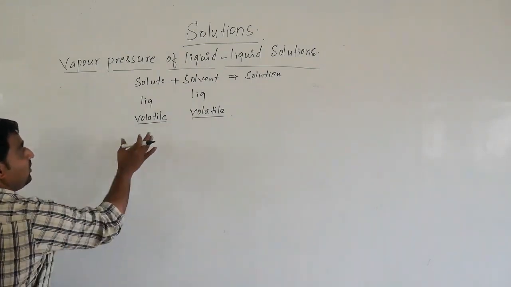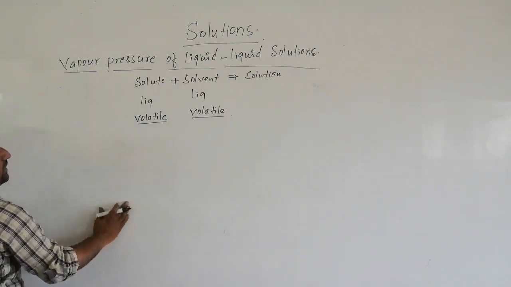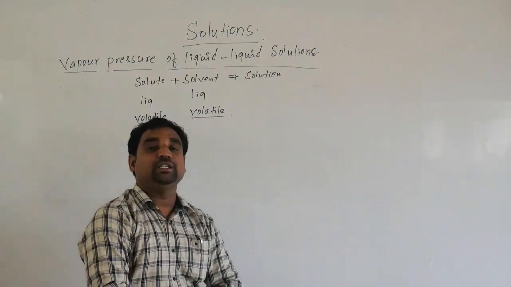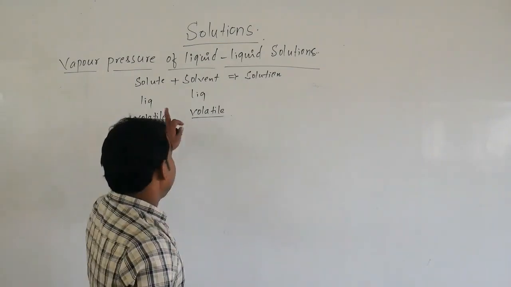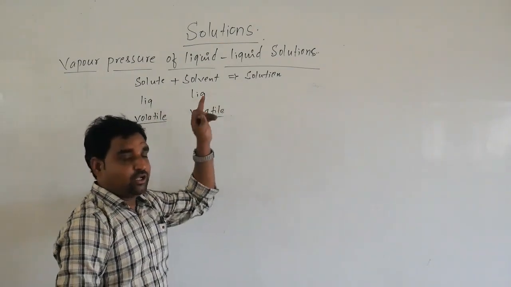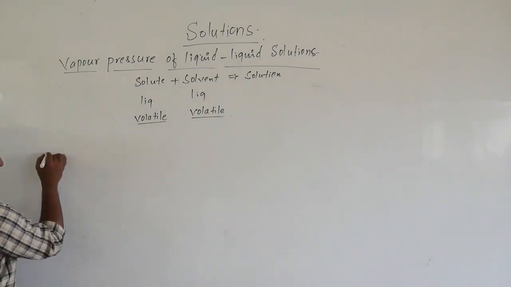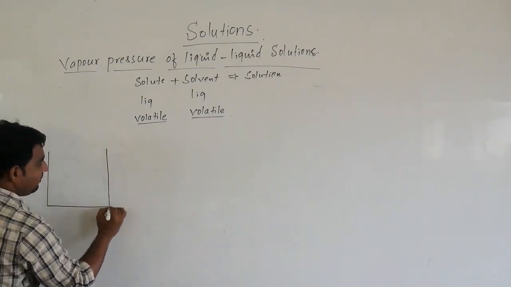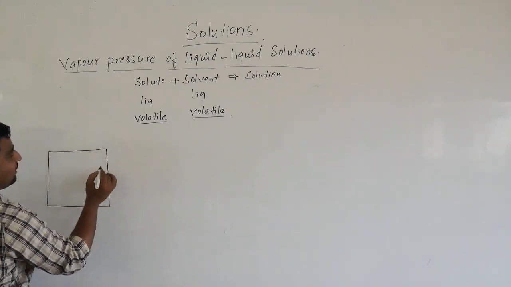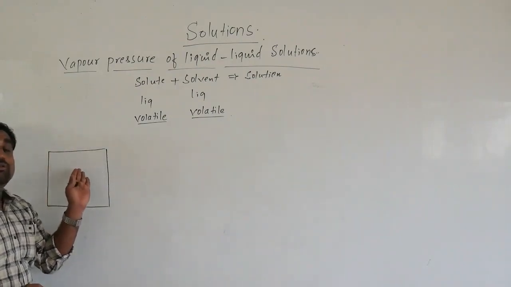Consider one volatile component of the mixture. If you take a binary mixture or binary solution, meaning a solution containing two components, one a liquid and another also a liquid, consider one component in a closed container. If you take a closed container, then only will equilibrium be reached; otherwise the vapor molecules go out of the vessel and equilibrium will not be reached.